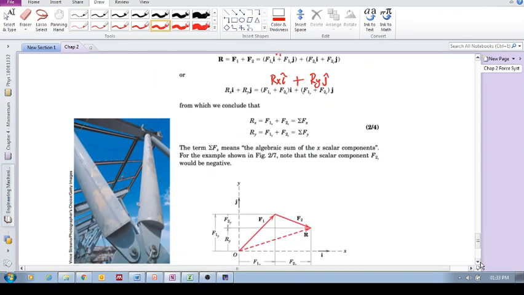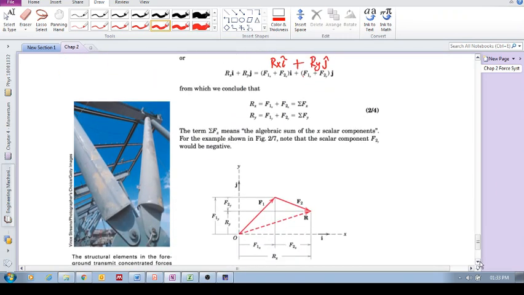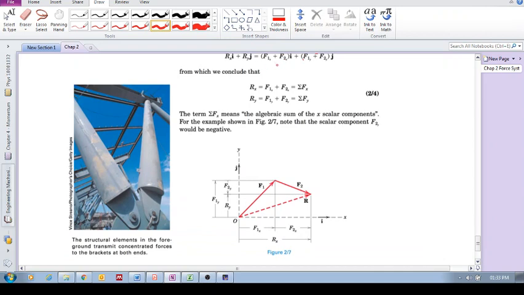And just in terms of scalar values, that is Rx right there. This is just the scalar value in the x direction, and that's Ry, which is what we're seeing here. So the sum of the forces in x is equal to that, and the sum of the forces in y is equal to that.